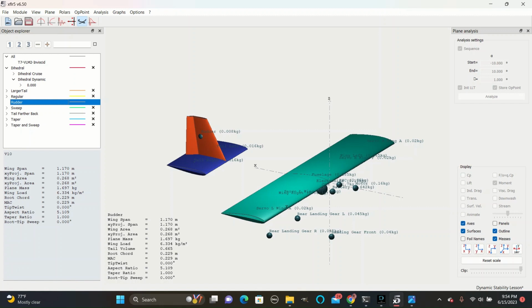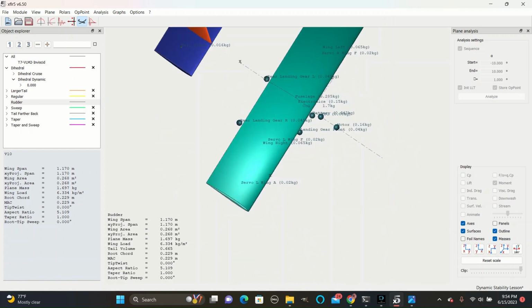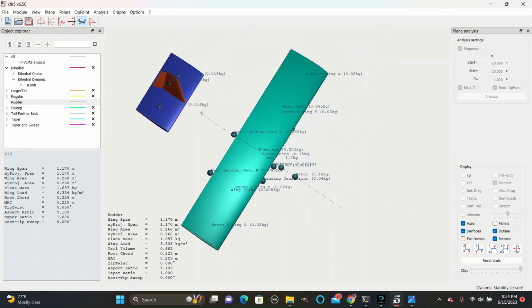The semi-span is half of the total wingspan, or the length of one wing, so like from here to here, that distance. Span refers to the total wingspan of the plane.